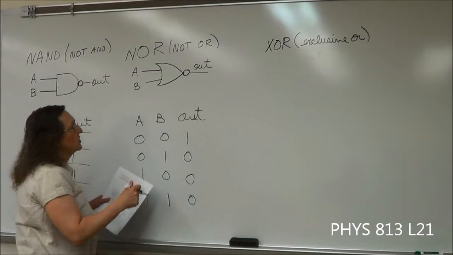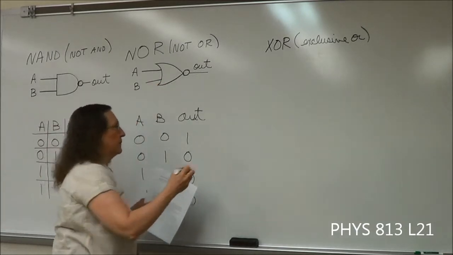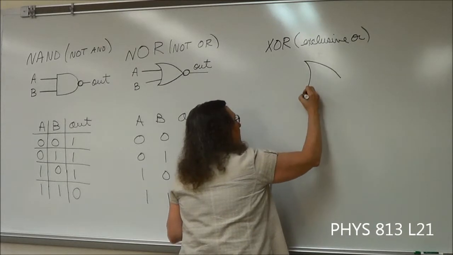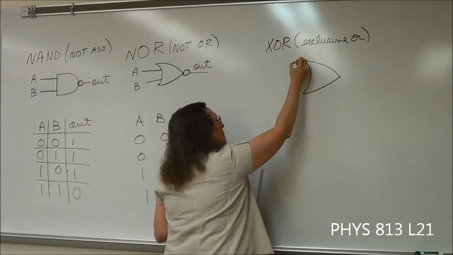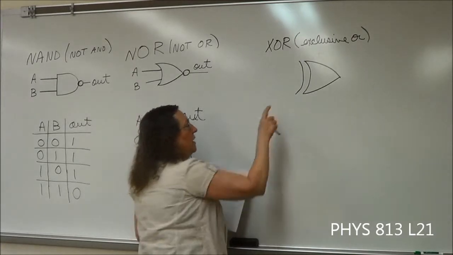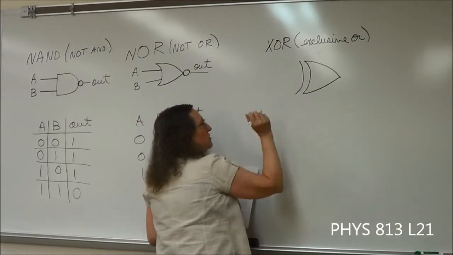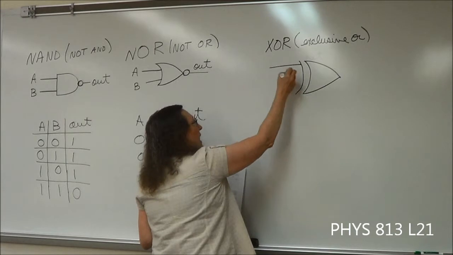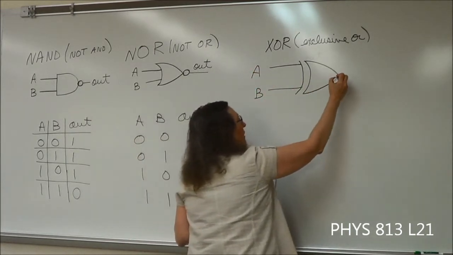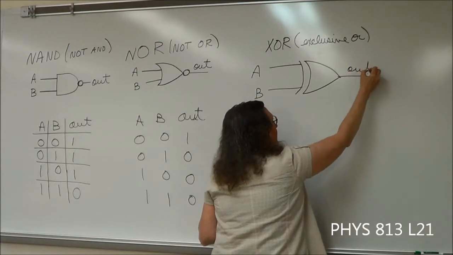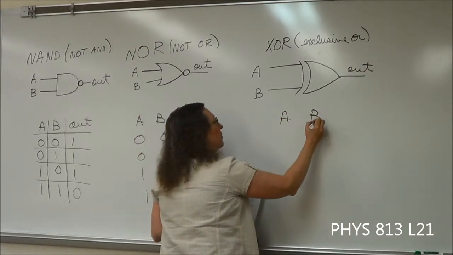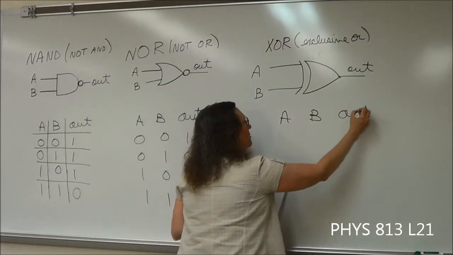So the symbol should look something like an OR, and it does. So we'll start out by drawing that. I have this. But then we put an extra curved line here at the beginning. It's not attached to that, it's just sort of there in front of it. And then we have our A and B. Oh, we need our output over here. Okay. So we'll start with our truth table, A, B, out.